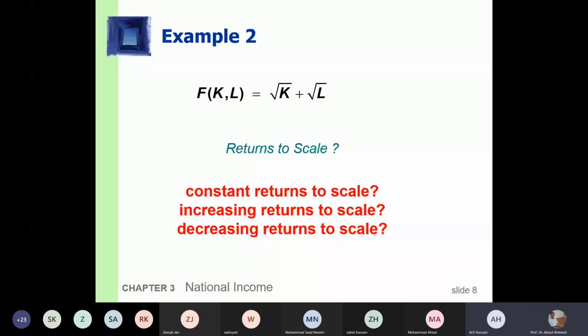Any other answer? You said increasing returns to scale. Someone says constant. Okay. One answer is constant returns to scale. Other answer is increasing returns to scale. Any answer in favor of decreasing returns to scale? No one? Okay. Now let's check.